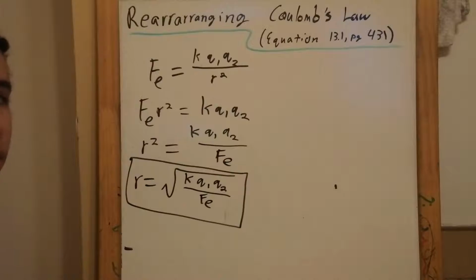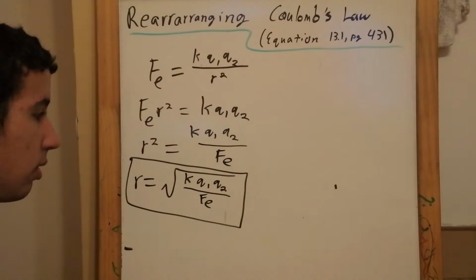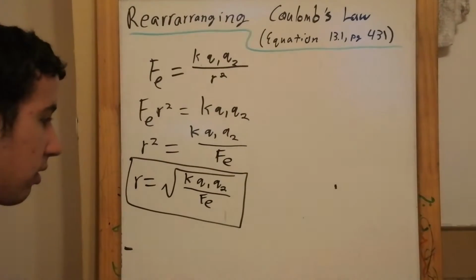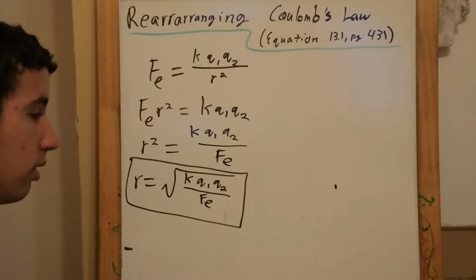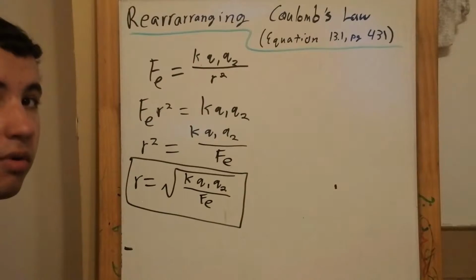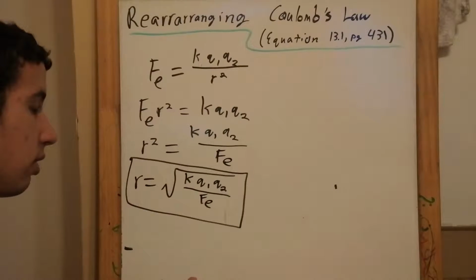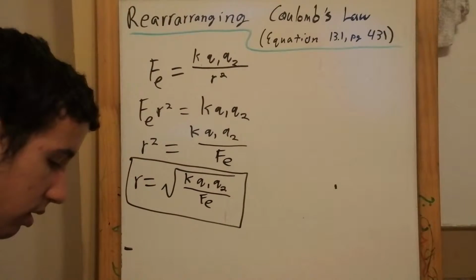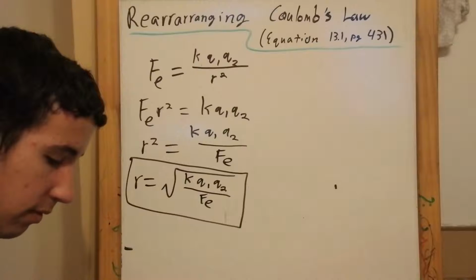So if you're given a problem with the charges of two objects and the instantaneous electrostatic force, and they ask you to find the distance between the two objects, you can find that using this equation, because you'll know K. It's given to you. It'll be on the top of your test, or in practice problems or whatever.